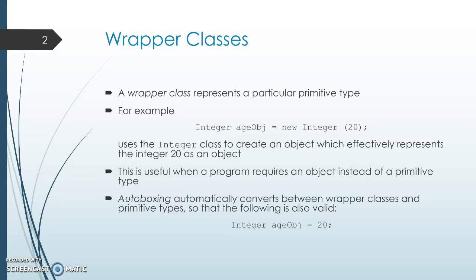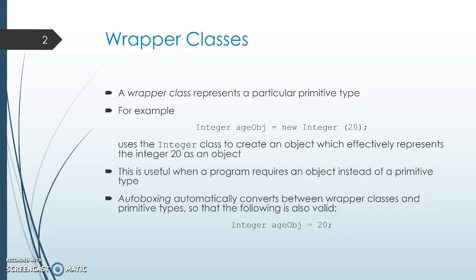Each of the primitive types has a wrapper class. For most of them, it's the same name with the first letter capitalized. Float with a capital F is the wrapper for float. Long with a capital L is the wrapper for long, and so on. The two exceptions are int and char, whose wrapper classes are Integer and Character.